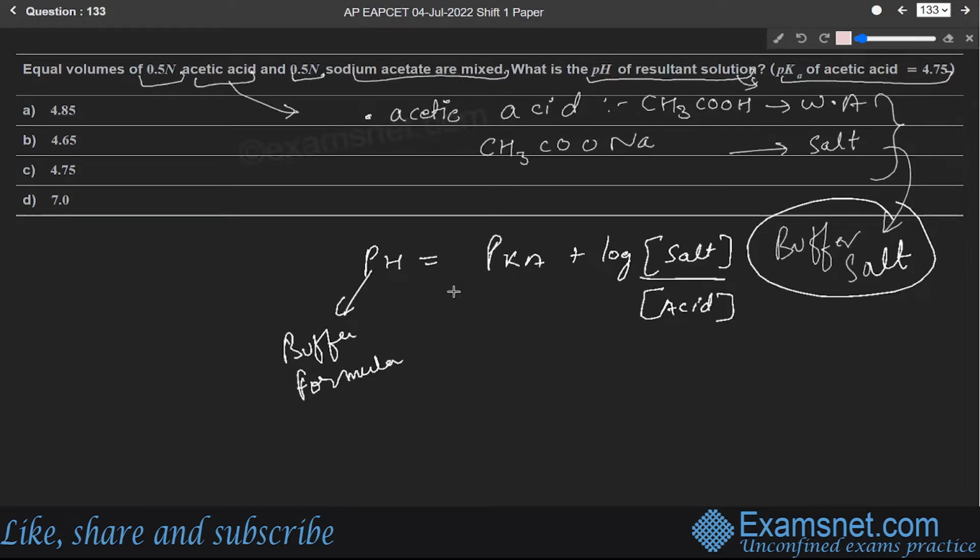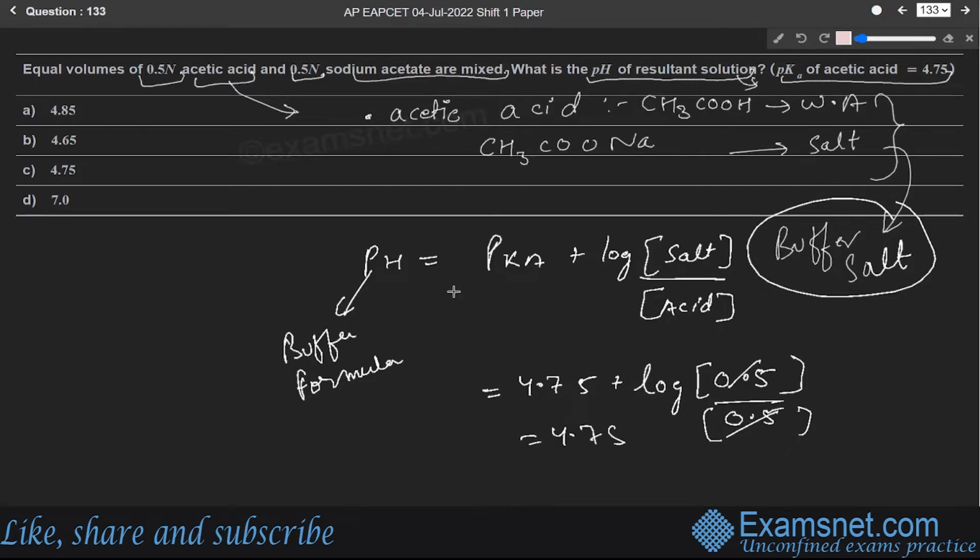Now pKa is given to you, that is 4.75, plus log salt. Can you see the salt concentration is given to you? That is 0.5 normality. And again, the acid is even given to you, 0.5. It's a very easy question. This cancels, log 1, you can solve the answer, log 1 is 0, right? Answer is 4.75 itself. Again, very important question, but this can be repeated.